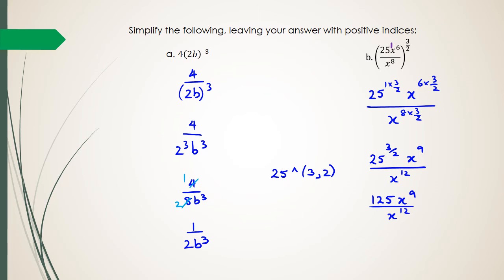Now, this question is actually telling you that you need to write with positive indices. So if you look at your powers of x, you've got 9 in the numerator and you've got 12 in the denominator, which means you can cancel them out and replace it with 3 in the denominator. So what this would end up looking like is 125 over x to the power of 3.